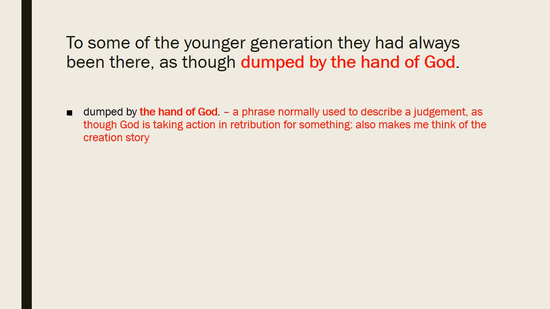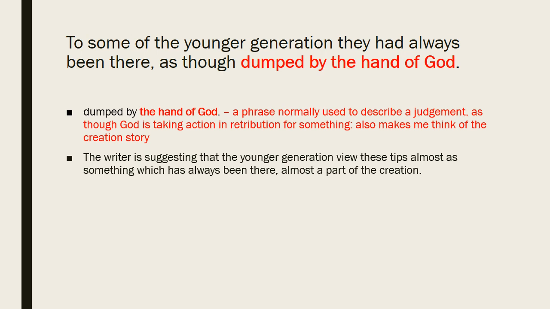Now remember, I took the phrase the hand of God here. Of course, you could take the word dumped and take the idea there. And that would work fine. But I took the idea of the hand of God, the judgment, the retribution, the creation story. So what have I come up with? First of all, the writer's suggesting the younger generation view these tips almost as something which has always been there, almost a part of the creation. So there you go, I'm taking the creation story idea, applying it to it and saying, well, look, it's like, creating the earth and the heavens, creating man and the beasts, and creating tips of waste. You see the idea that's there.